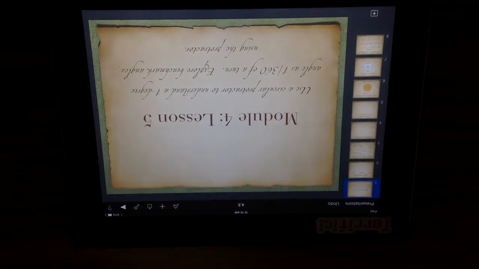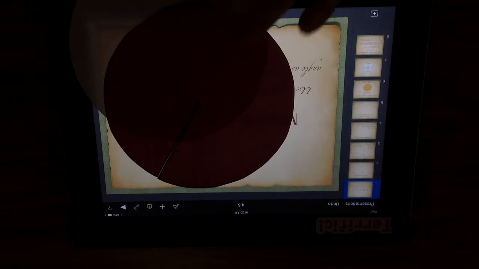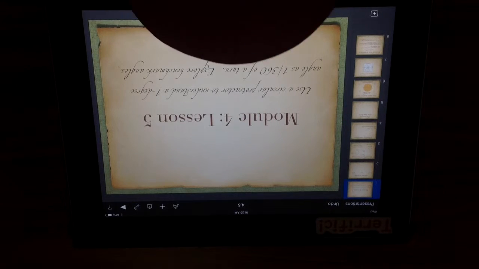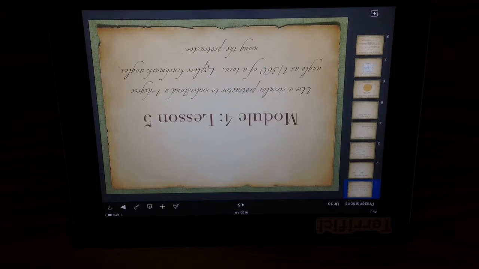Alright, as you can see, we are on to Module 4, Lesson 5. When you come in the morning, you're going to be given a sheet that has a white circle and a red circle on it. You're going to be asked to cut them out so that they are a circle with a black line where you actually cut just the middle of the black line. Same thing with the white circle.